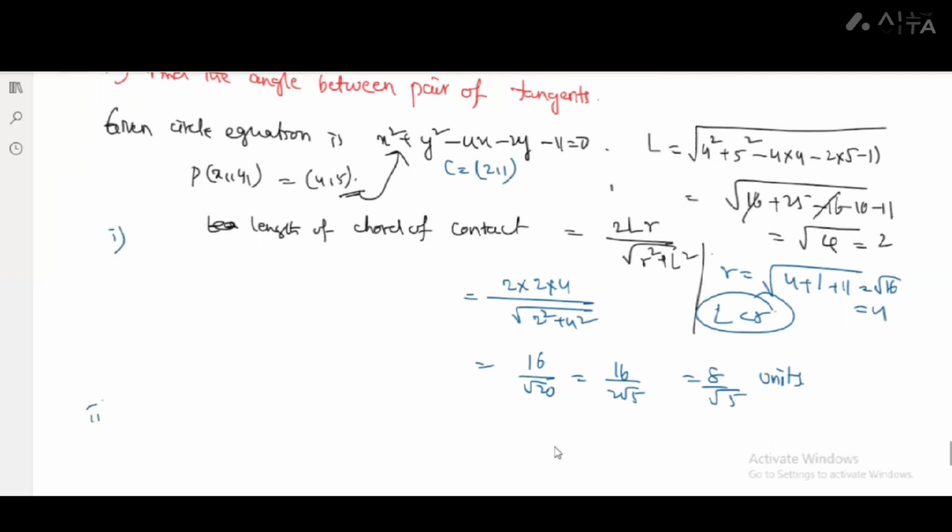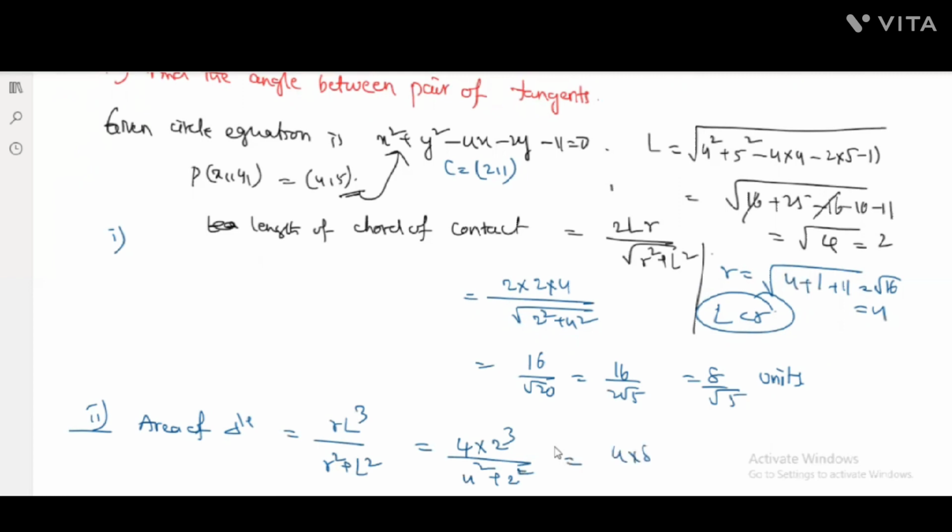Point number 2, what they're asking, the area of the triangle formed with the pair of tangents and the chord of contact. That is R L cube by R square plus L square. So R is 4, so 4 into 2 cube by 4 square plus 2 square. That means 4 into 8 by 20, which is 8 by 5 square units.